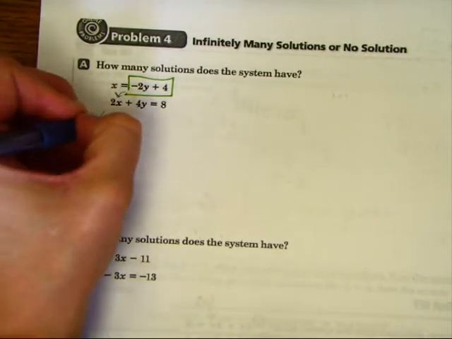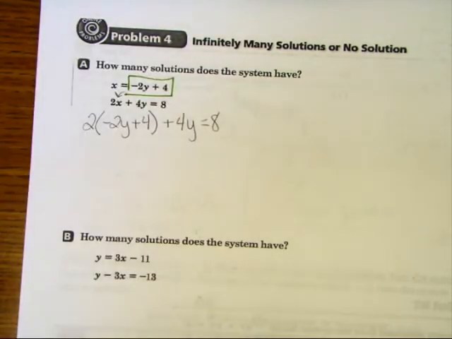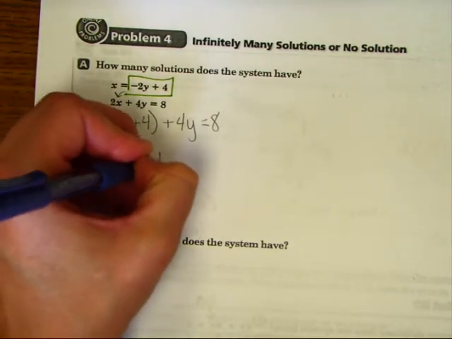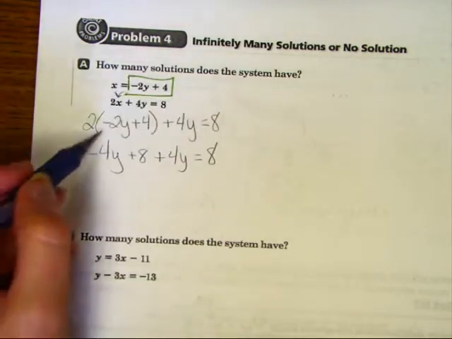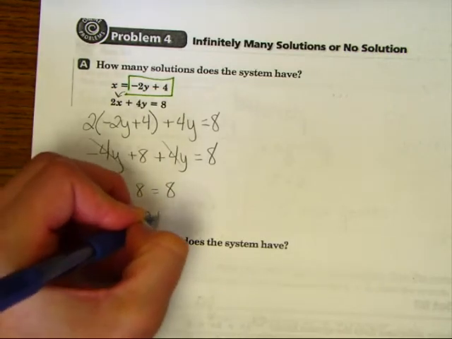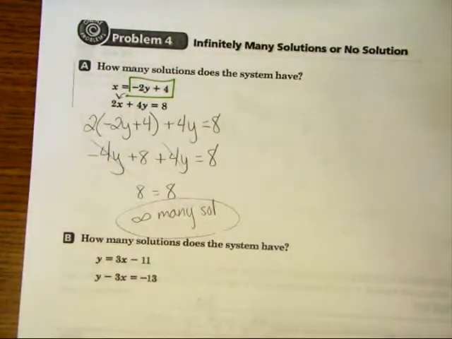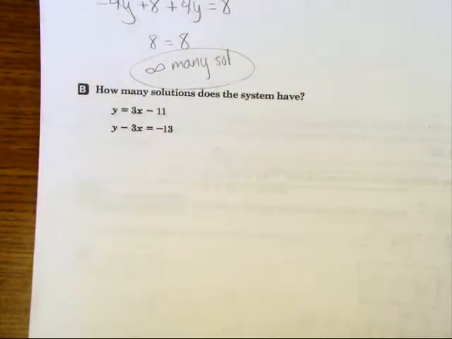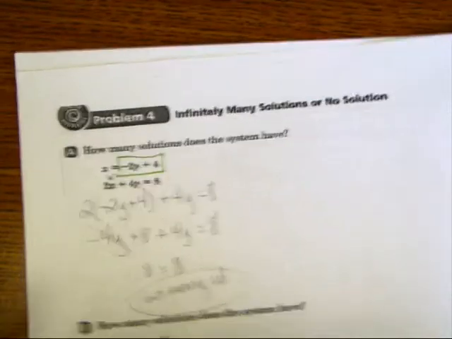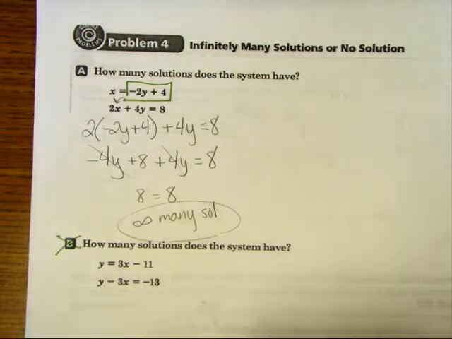So we get 2 times negative 2y plus 4 plus 4y equals 8. Distribute in. Negative 4y, plus 8 plus 4y equals 8. I distributed in my 2 from the outside. You get 8 equals 8. And I hope you remember that that's infinitely many solutions. And one more, okay? Again, you can always pause the video, check this out, try to solve it yourself. This one might be the exact same as the one we just did. This one's the same as the last part B, so I'm not going to do this one because, well, we've already done it.